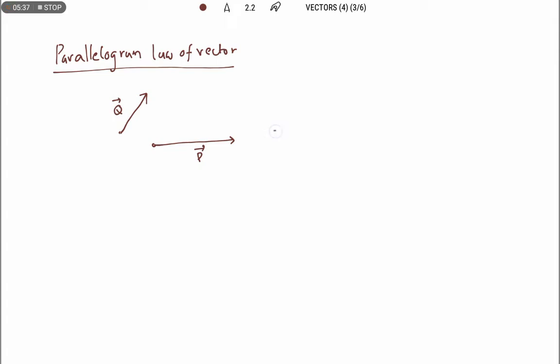Then we can add them in the successive manner like this. So this is P bar and Q bar. There is a lot of difference between the addition of the two. Whereas in the case of the triangle law of vector addition, we are adding the second vector to the first vector, that means to the tail of the first vector we are adding the head of the second vector. But here we are not adding like that.